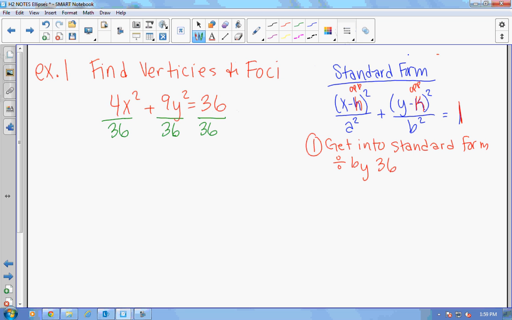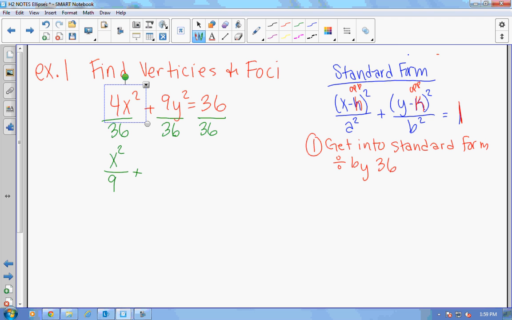Okay? And this works out nicely. 4 divided by 36 is not 9. What is it instead? 1/9. Because 4 divided by 4 is 1, x squared. 36 divided by 4 is 9. Okay? 9 over 36. Kevin, what will that simplify to? The 9 over 36.